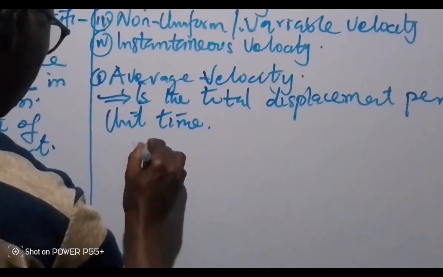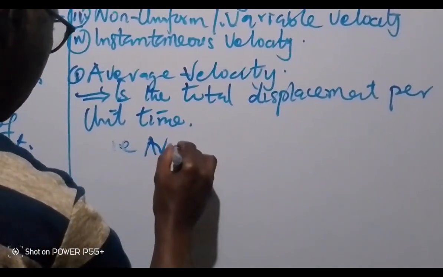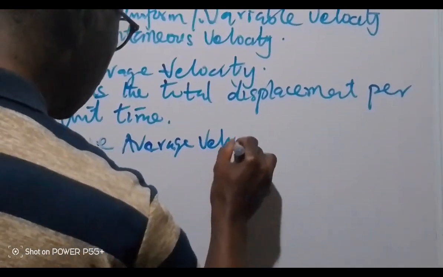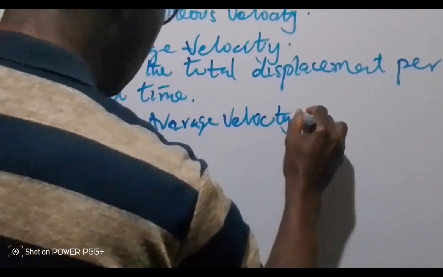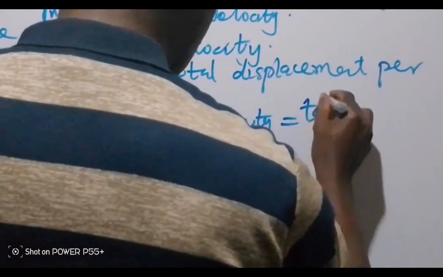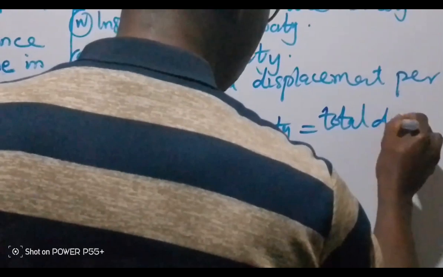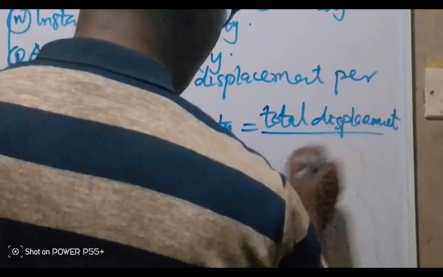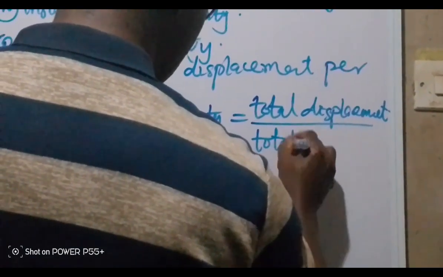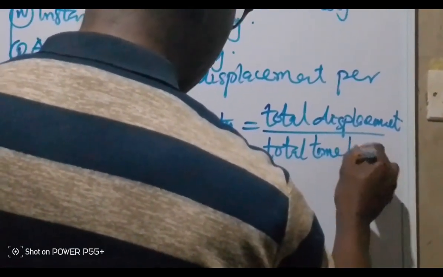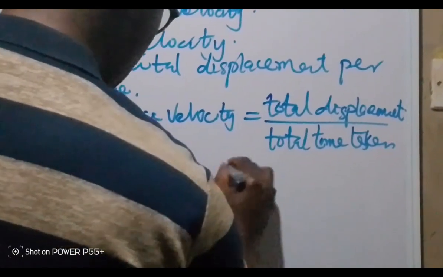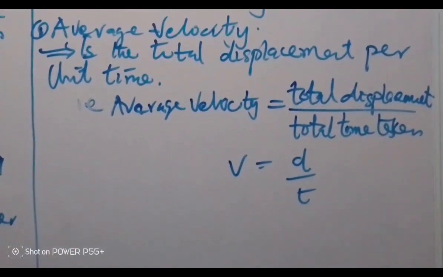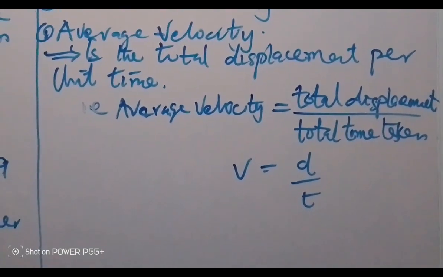That is, average velocity is equal to total displacement over total time taken. That is, V is equal to D over T. That is for average velocity.